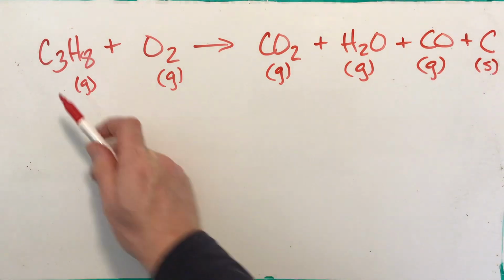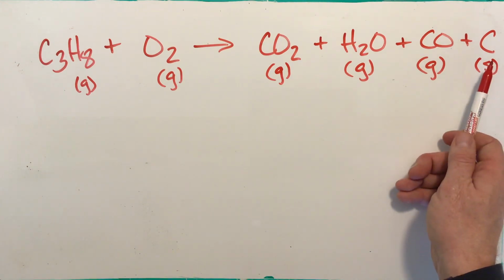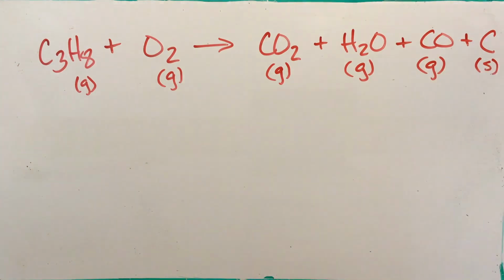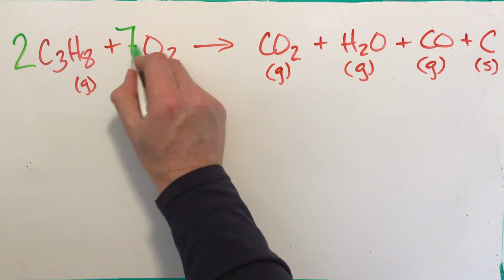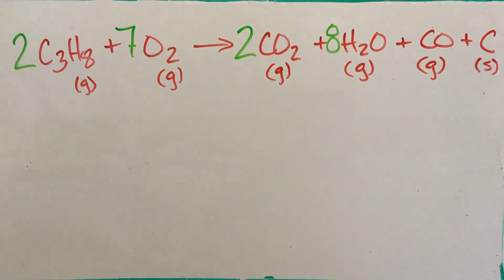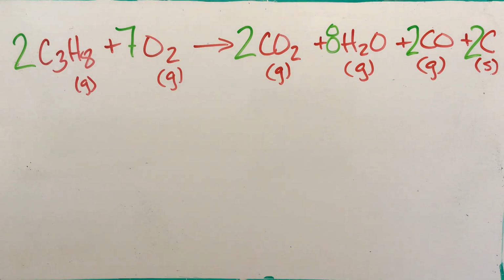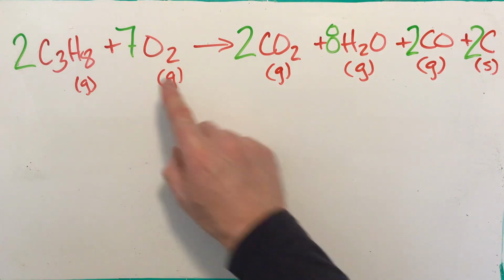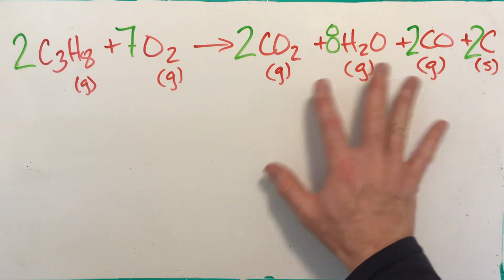This may build up. If this is a barbecue and we're burning propane, this may end up on the inner walls of your barbecue, or on the burner. To balance this one out, it's a bit tricky. What we do is we put a 2 here, a 7 here, a 2 here. You can tell this would be quite a job. An 8 there, and a 2 there, and a 2 there. But again, if I lower the oxygen even more, the ratios of these will change. If I up it even more, the ratios of these will even change.